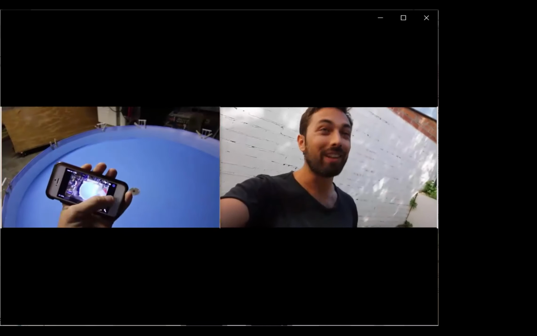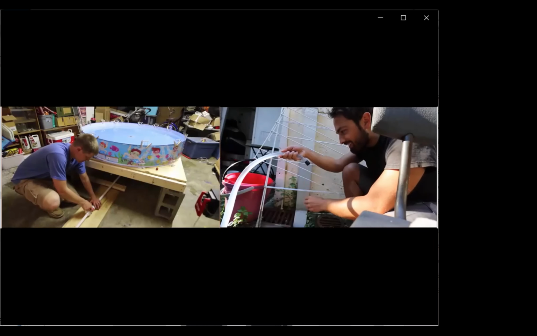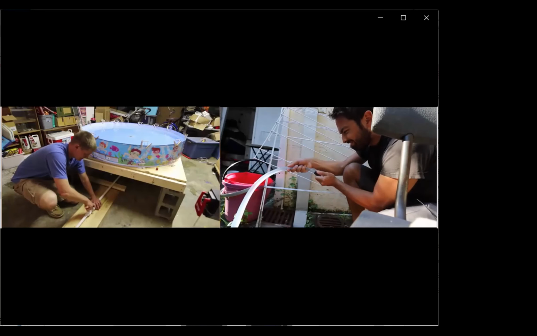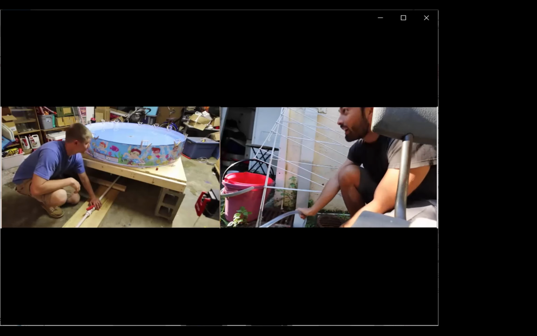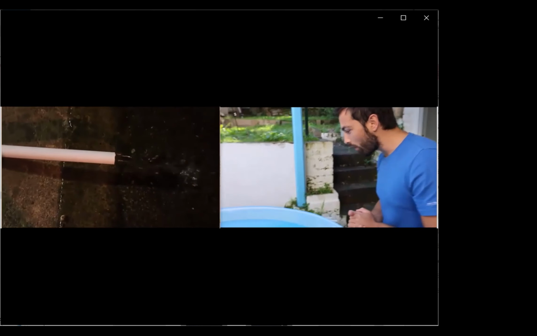Destin, wish me luck. Good luck. Derek, I'm about to pull the plug. Okay, opening the valve in 3, 2, 1. Water should be flowing. And the pool is draining. But you can't see any motion of the water just yet.